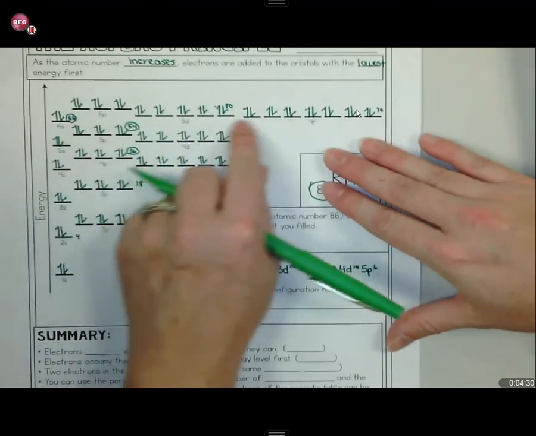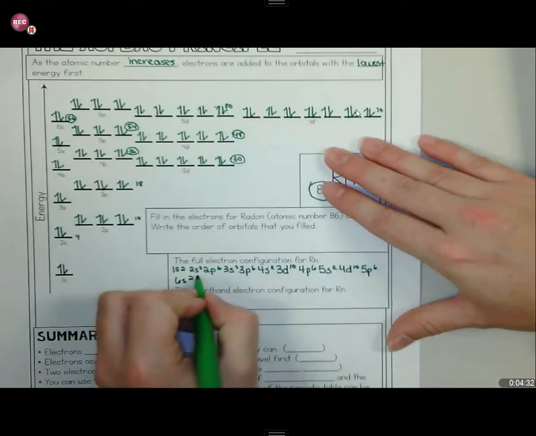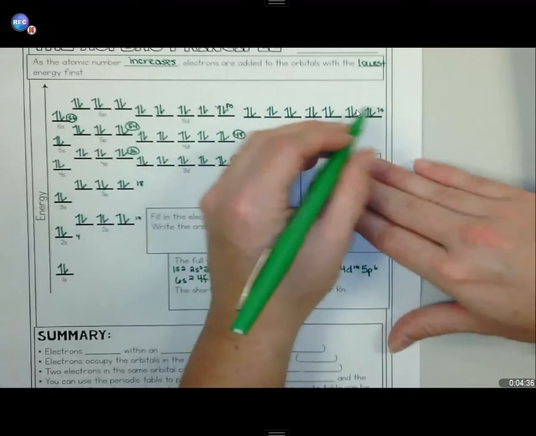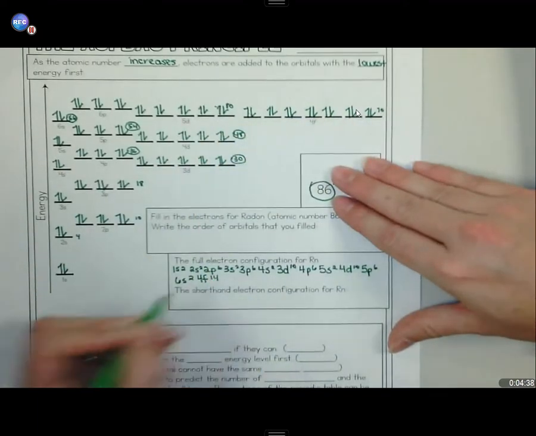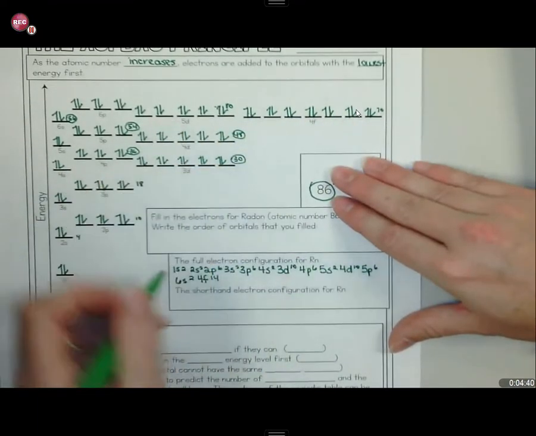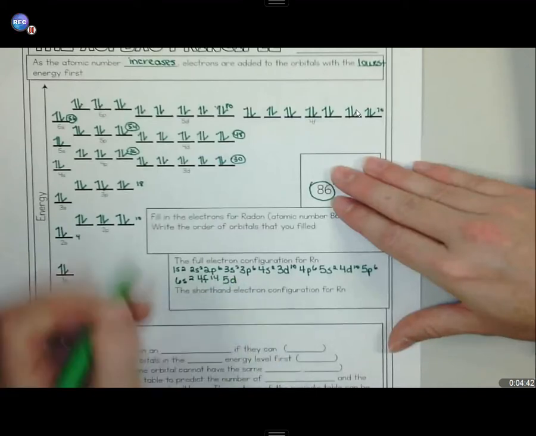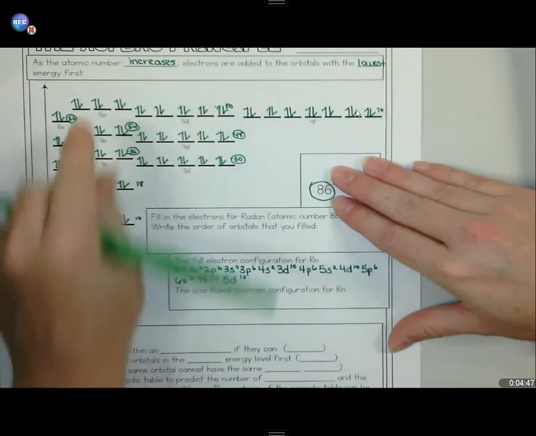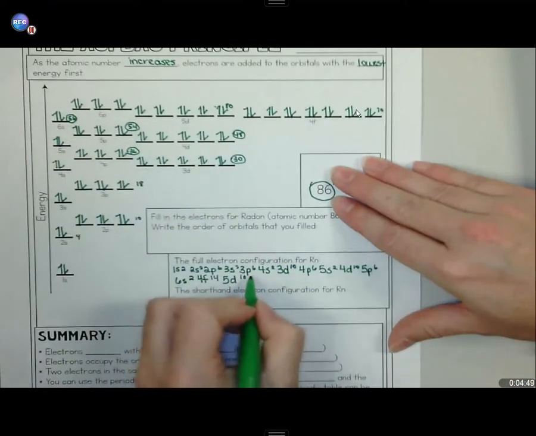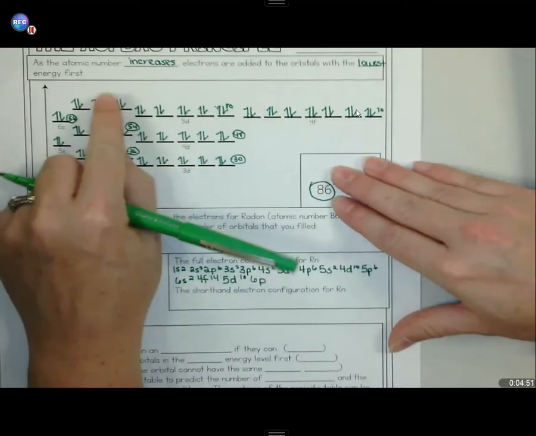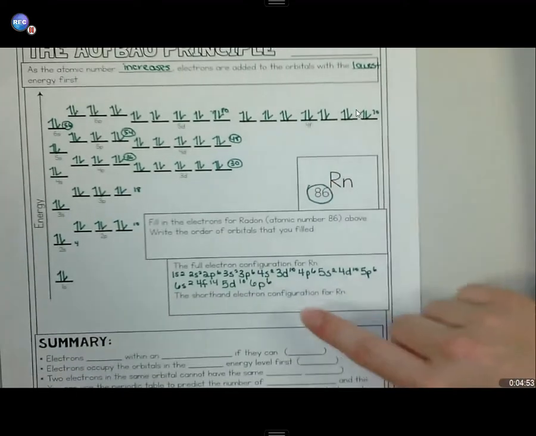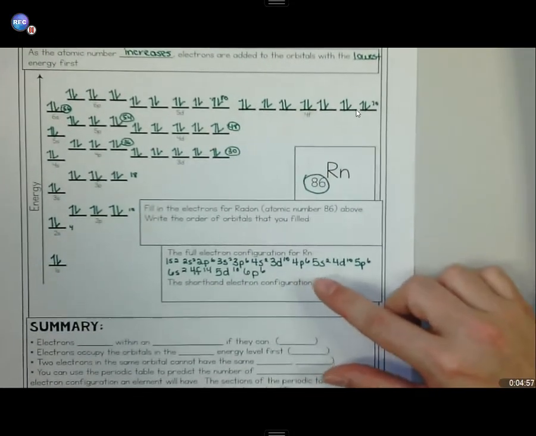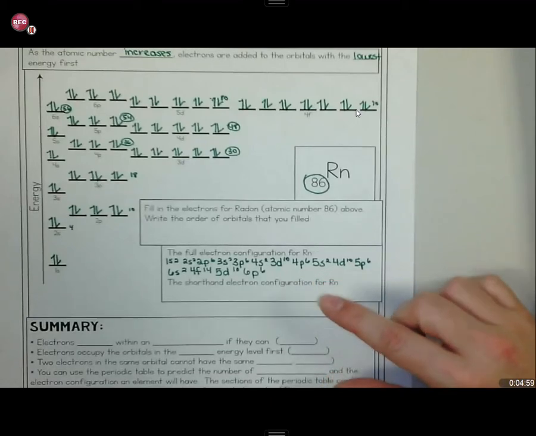Then we got to jump over here to the next lowest, which is 4f, and there are 2, 4, 6, 8, 10, 12, 14. 14. And then you have 5d, and you have 2, 4, 6, 8, 10. And then lastly, you have 6p, and there's 2, 4, 6. Goodness, look at all that. That is a lot.